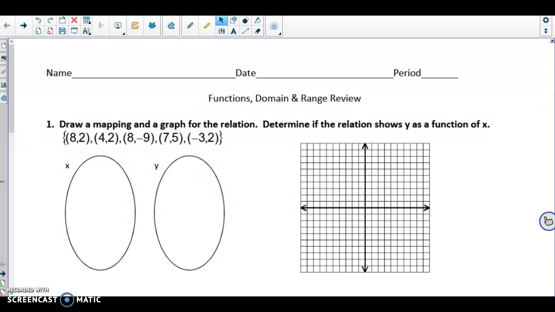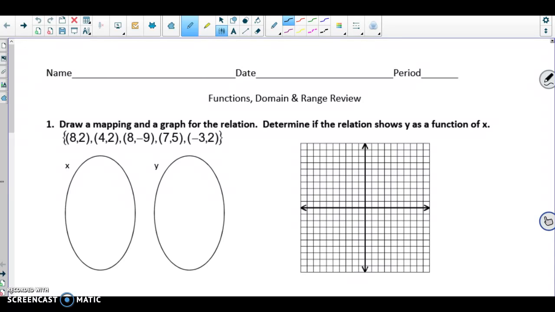All right, let's take a look at our review for our functions domain and range test that we are going to have. First question wants us to set up a mapping and to draw the graph for the relation and then determine if y is a function of x.